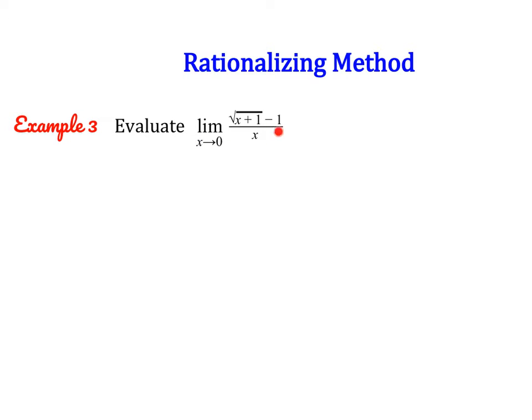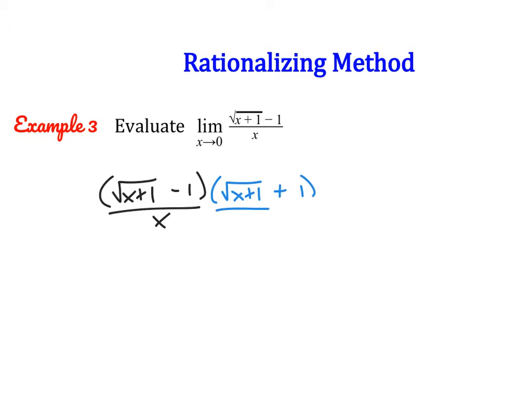All right, so now let's talk about that rationalizing method. So here, once again, direct substitution doesn't work. Our denominator becomes 0, and there's no common factor to factor out. So let's see if we can rationalize, in this case, our numerator by multiplying the numerator and denominator by the conjugate. So the conjugate would be square root of x plus 1 plus 1. We essentially just make this sign opposite.